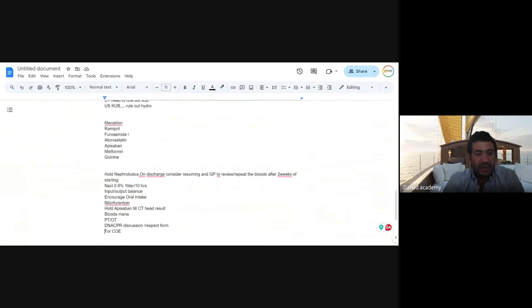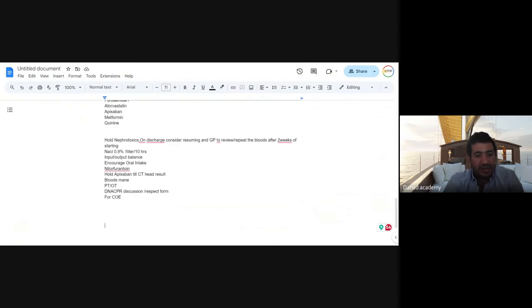So the first thing I will do is to hold the nephrotoxics, which are the ramipril, furosemide, and the metformin as well. You will hold it because of lactic acidosis. On discharge, consider resuming and the GP to review it and to repeat the bloods after 2 weeks of starting. You are not stopping it, you are holding it.